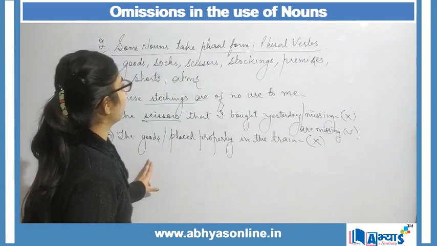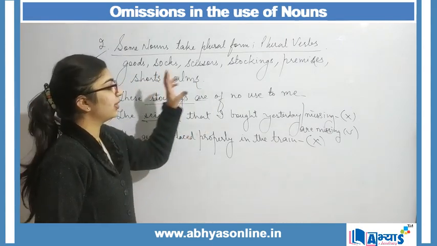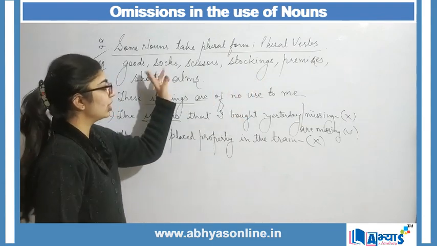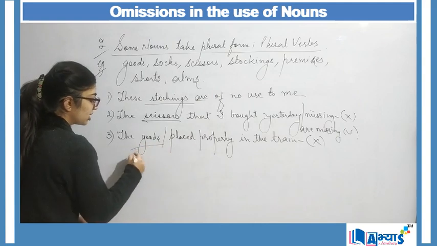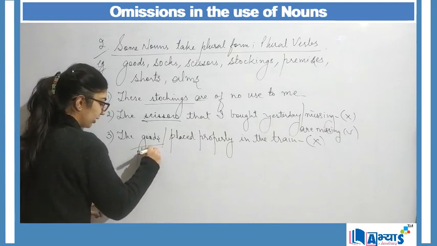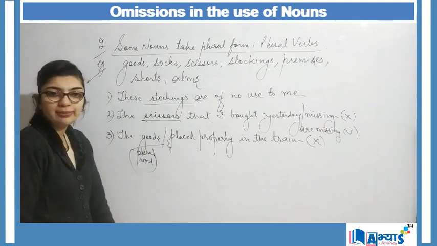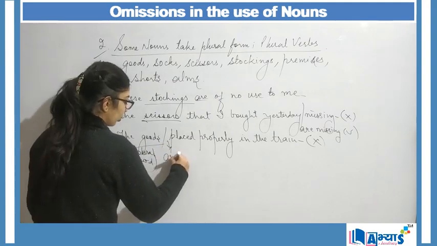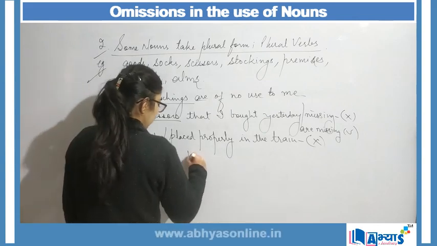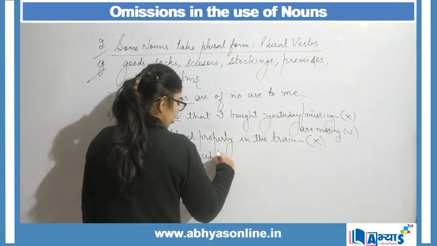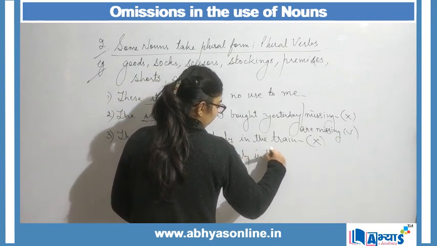Because as I said, for all these plural words, there will be a plural verb. And since goods is plural, there will be a plural verb over here. And I will say the goods are placed properly in the train. So I say the goods are placed properly in the train.